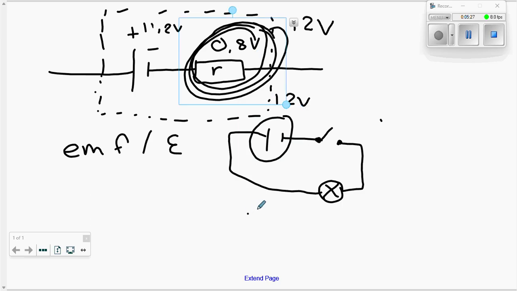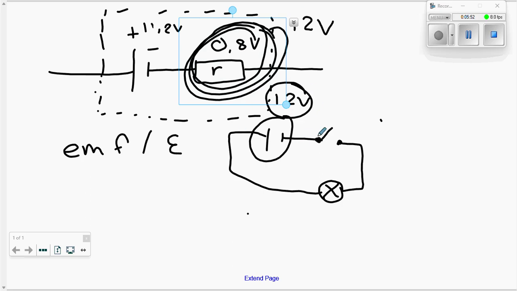So that is the main difference, is that EMF is when the circuit is open. And when the circuit is open, there is no need for the resistor to do work. And if there's no need for the resistor to do work, then obviously there's no need for the internal resistance to be there. So we can just then say that this cell, this battery, is 12 volts, okay?